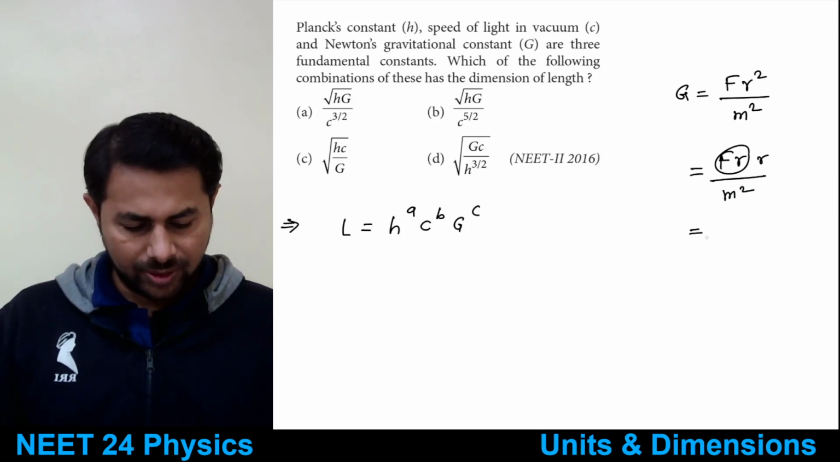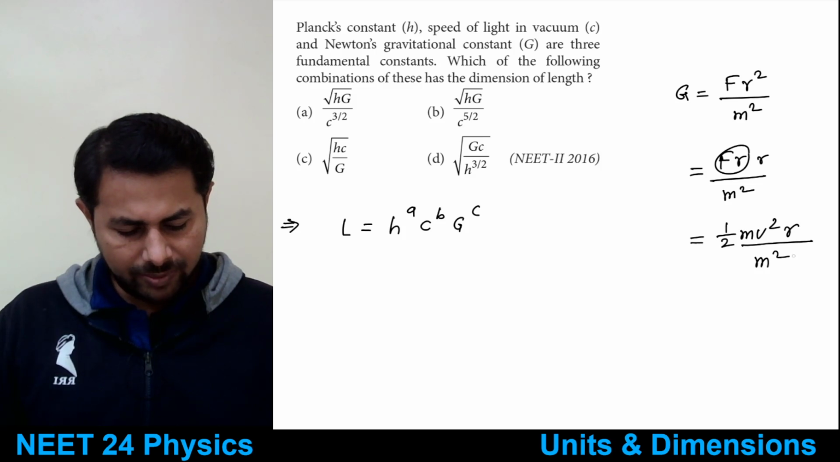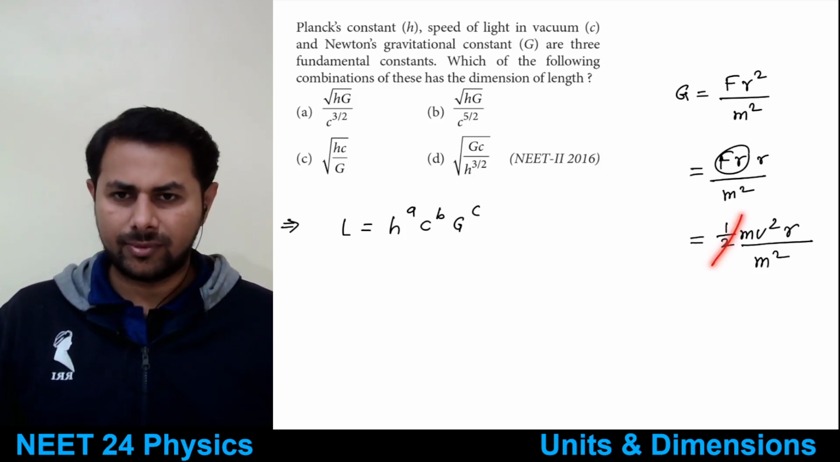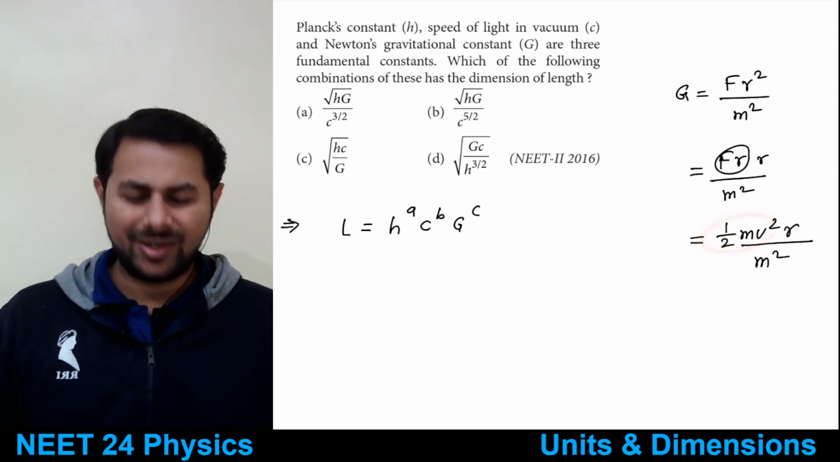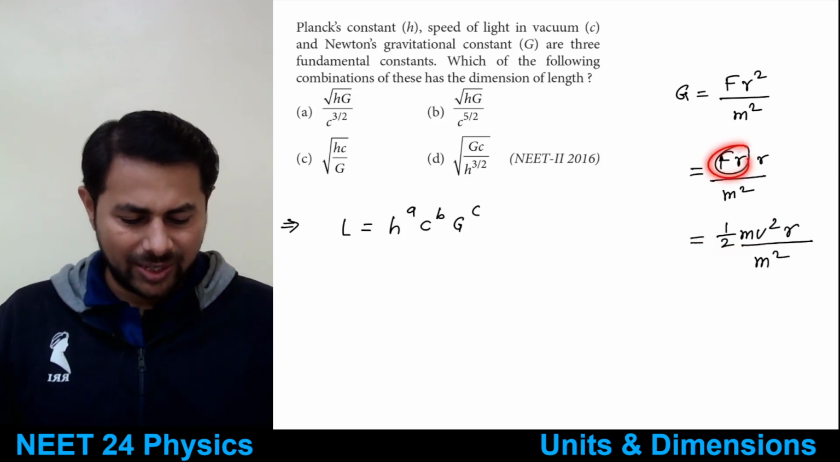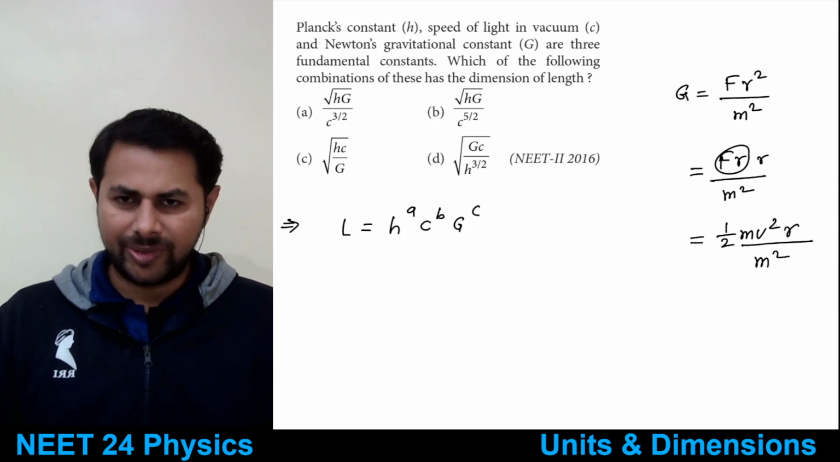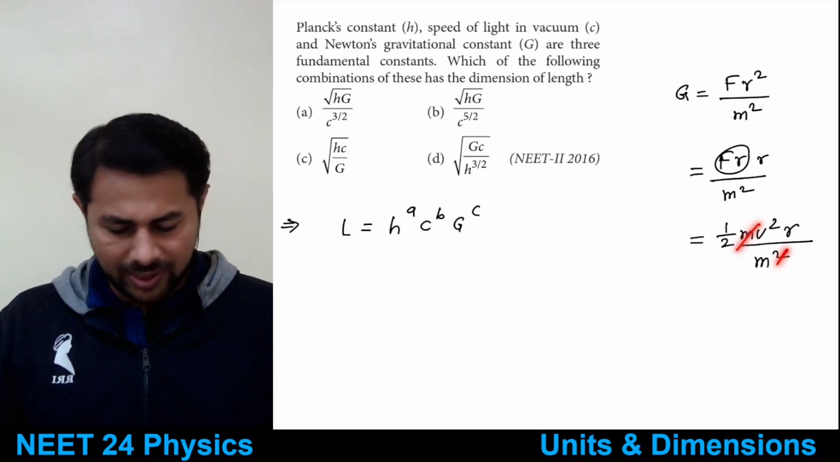Therefore energy is equal to, I want to write energy in terms of velocity. So it can be written as half m v square. Then I have r, and in the denominator I have m square. Then I don't need half. See, why did I write half m v square? Because I have c here. C is speed. So I want to write this F r in terms of speed. So this m gets cancelled out with the square.